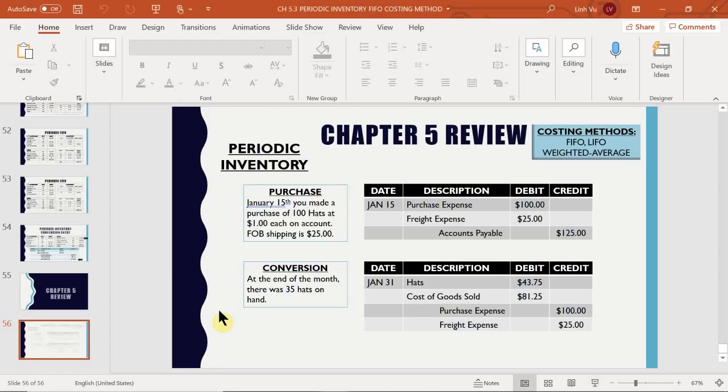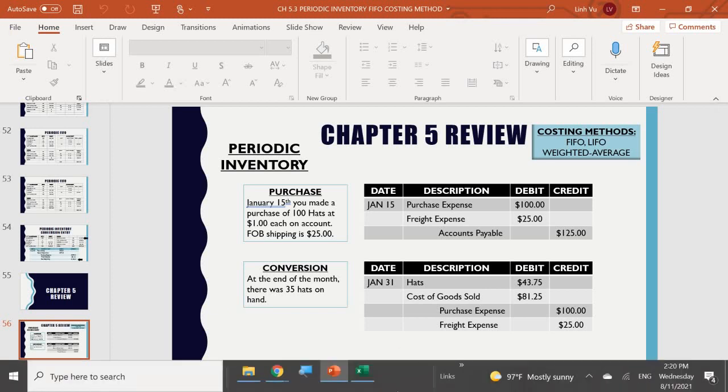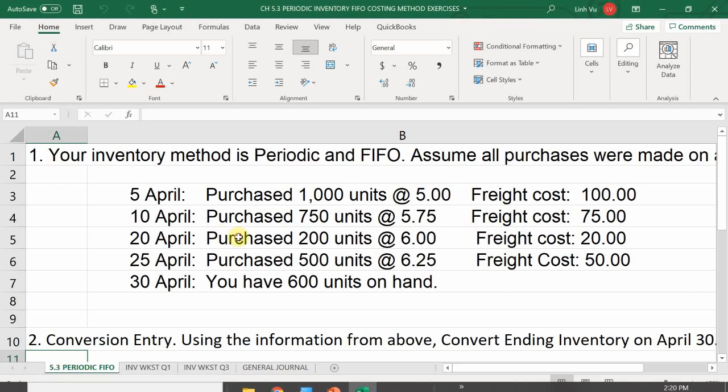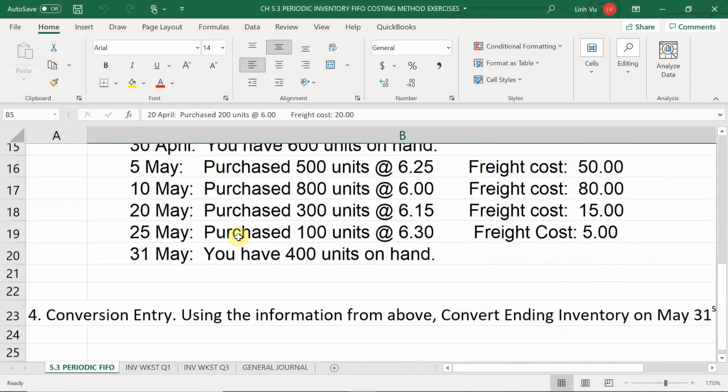And that is it for chapter 5.3. So, yes? Hold on, nothing. Sorry. Oh, okay. So let's go ahead and dive right into our exercises.